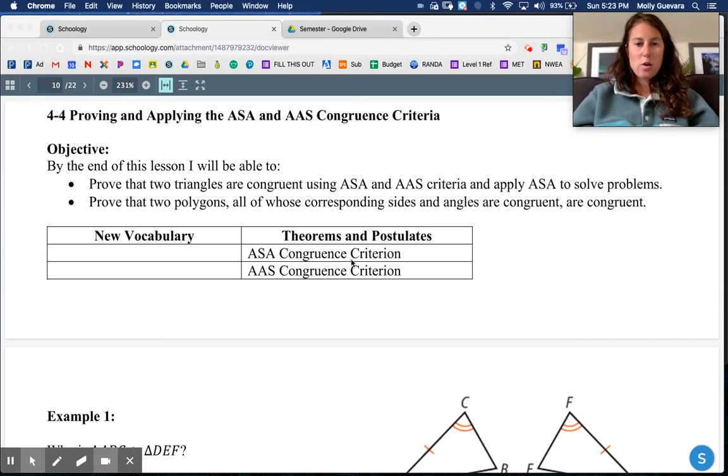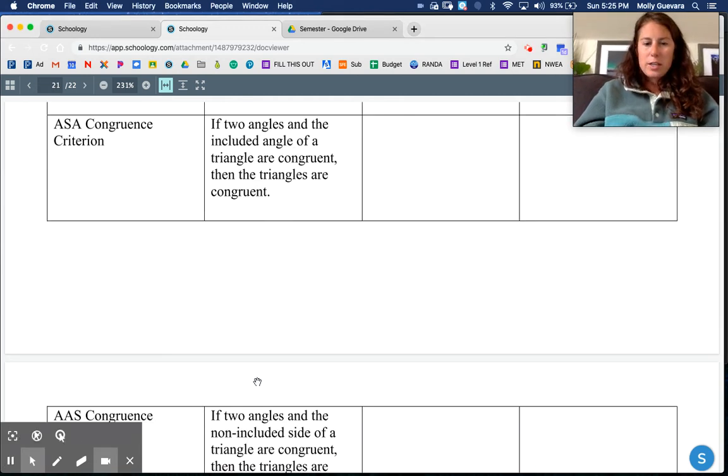All good. So the only two things that we have to go over today are the angle side angle congruence criterion and the angle angle side congruence criterion. So again, let's go to the very last page in our packet so that we can go over these quickly and come back and get started. All right, so here we are on our terms page.